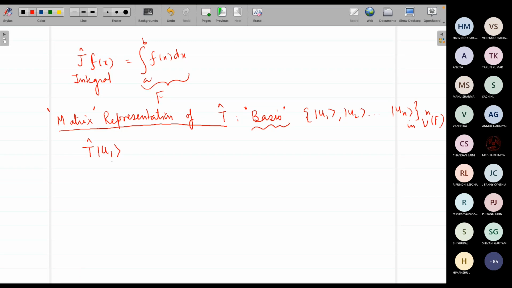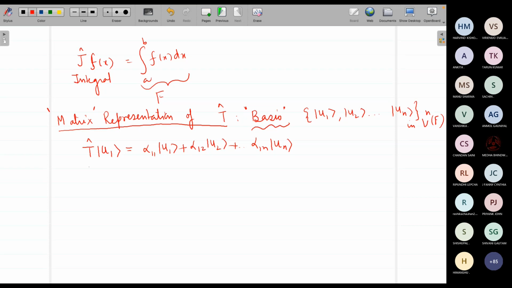Some other vector in the same vector space, or in some other vector space? If it is in the same vector space, then I can expand it in terms of the basis vectors, right? Because it's the basis. So I can write T of u1 as alpha 1 1 u1 plus alpha 1 2 u2 plus so on up to alpha 1 n un, which is nothing but the linear combination of the basis vectors.